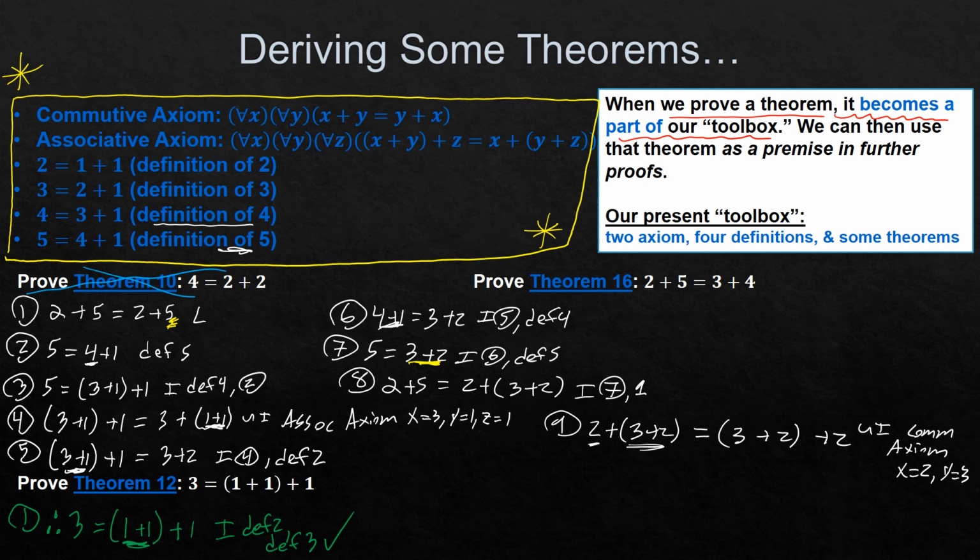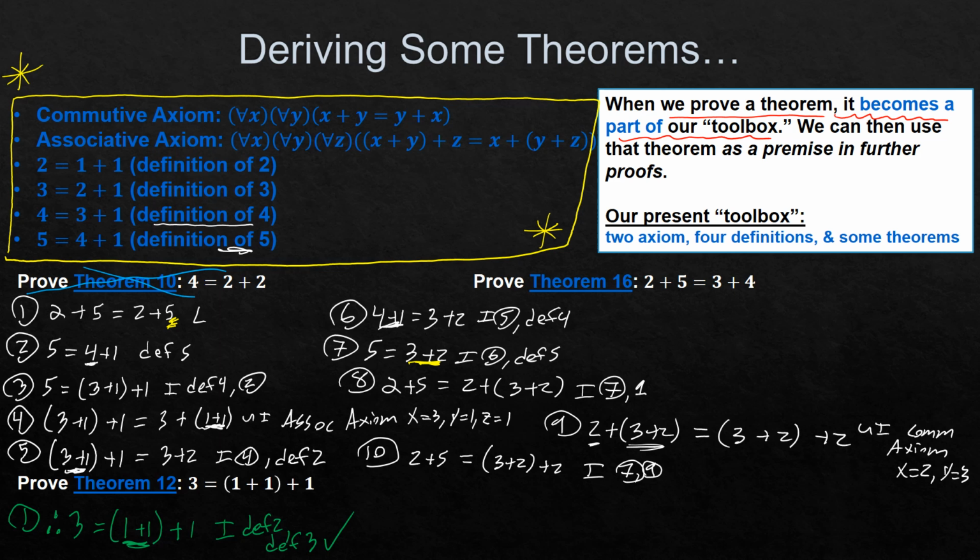And then for line 10, as I said, we can say that 2 plus 5 is equal to (3 plus 2) plus 2 by the identity rule with lines 7 and 9. And that's how we interrelated them. That's why we need the commutative axiom.